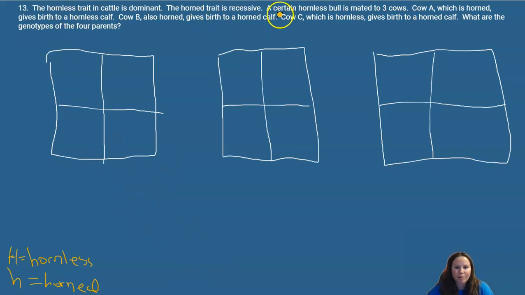So let's look at the bull first, a hornless bull. So for the bull, he's hornless. So we know, I'm going to put the bull on all of the Punnett squares here on the side. And we know he has at least one big H, one dominant allele. We have to figure out, though, what is his other letter. From looking at the cows that he mates with and the types of calves he has in each situation, we'll see if we can figure that out, plus figure out the cows as well. So, cow A is horned. Well, that's easy, right? What's cow A's genotype?